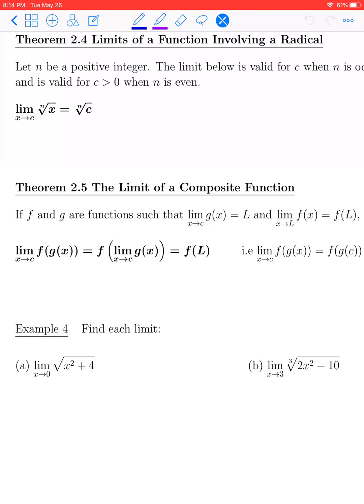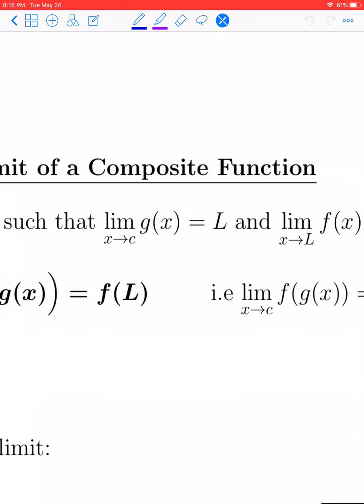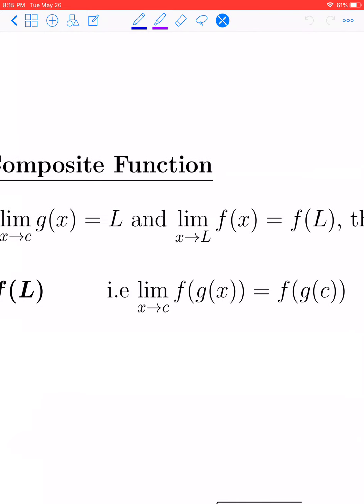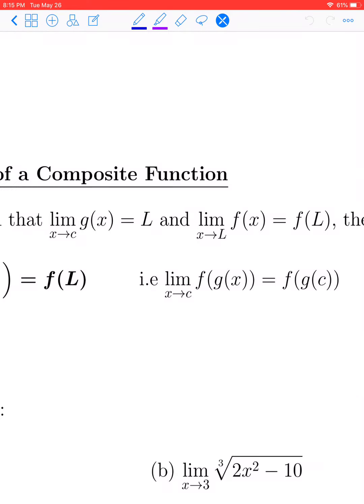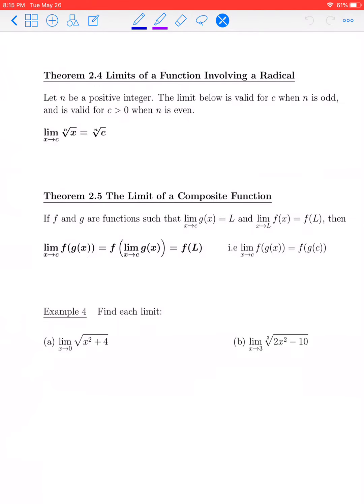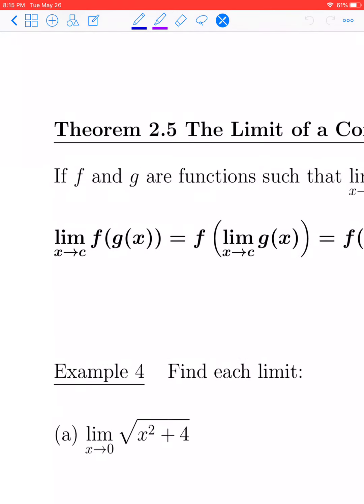Let's take a look at Theorem 2.5. This is the limit of a composite function. Let's suppose that f and g are continuous functions such that the limit as x approaches c of g of x is equal to L. And furthermore, let's suppose that the limit as x approaches L of f of x is equal to f of L. Then we have the following statement about the composition.